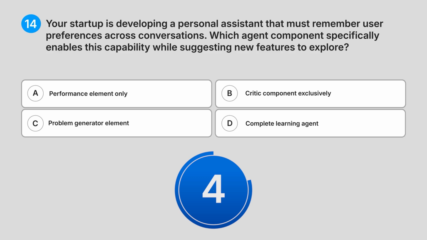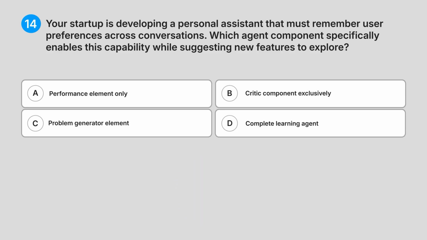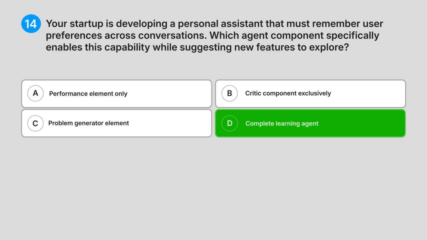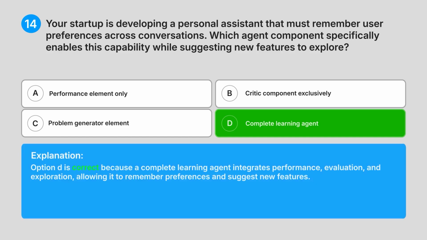Do you know the answer? Correct answer, D. Complete learning agent. Explanation. Option D is correct because a complete learning agent integrates performance, evaluation, and exploration, allowing it to remember preferences and suggest new features.